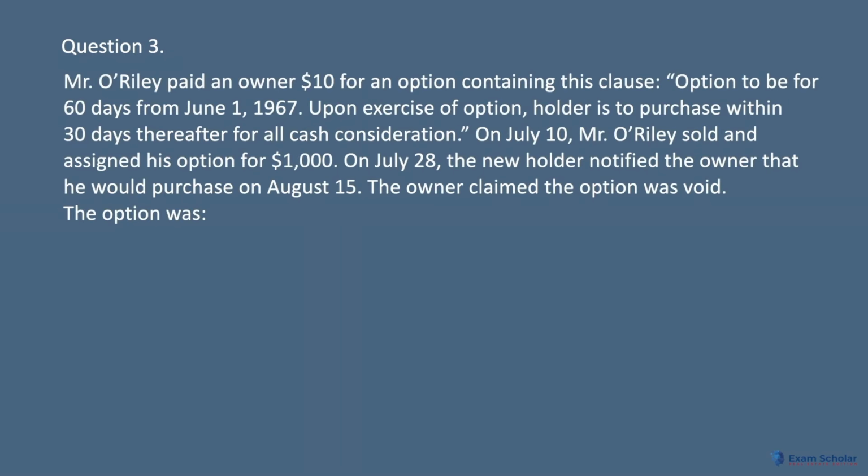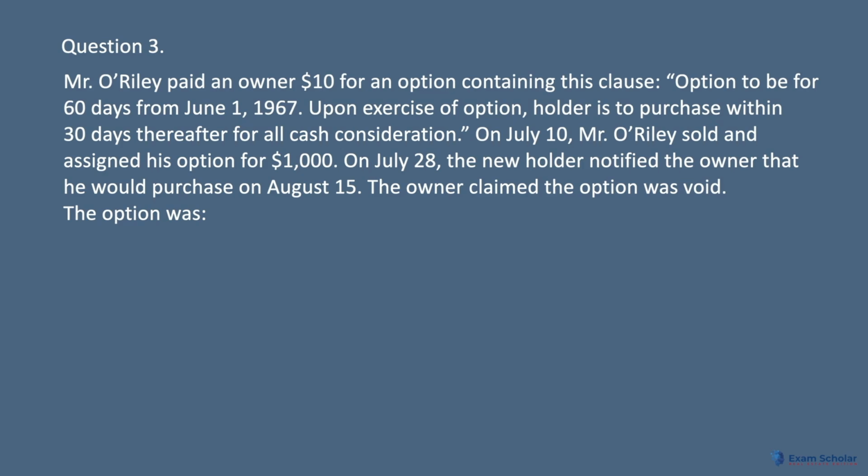Question 3. Mr. O'Reilly paid an owner $10 for an option containing this clause: option to be for 60 days from June 1, 1967. Upon exercise of option, holder is to purchase within 30 days thereafter for all cash consideration. On July 10, Mr. O'Reilly sold and assigned his option for $1,000. On July 28, the new holder notified the owner that he would purchase on August 15. The owner claimed the option was void.